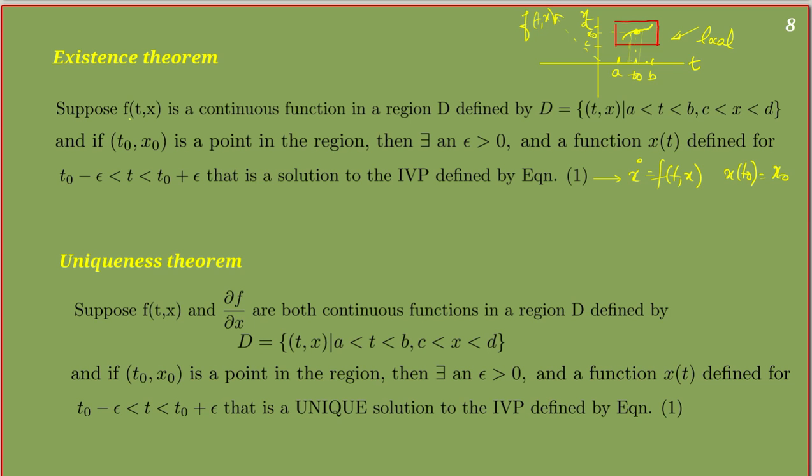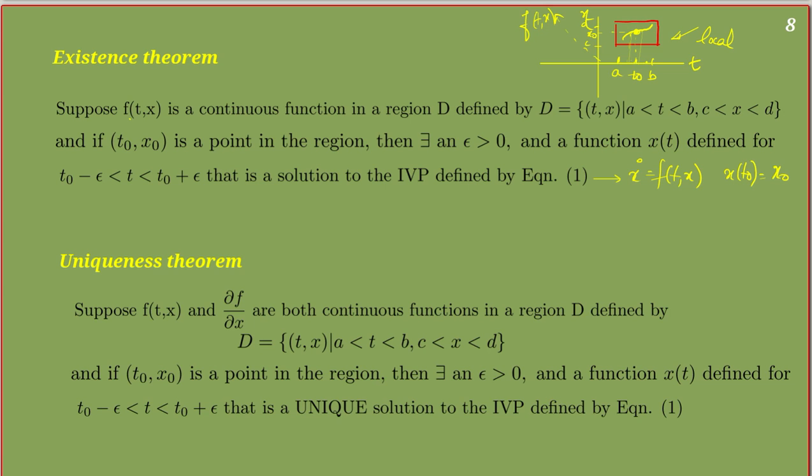So what is the uniqueness theorem? In the same way we can state the uniqueness theorem. If dou f by dou x is continuous in this region, then very near to t0, between t0 minus epsilon and t0 plus epsilon, I can say that I have a unique solution for this equation. So that is what is meant by the uniqueness theorem. These are the statements of the existence and uniqueness theorem which you have to see thoroughly.